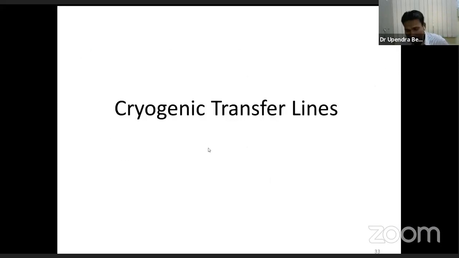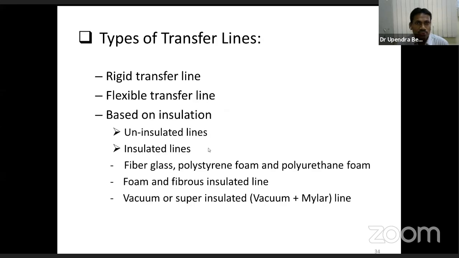So after the consideration of all these design parameters for storage vessels, let us go quickly to the cryogenic transfer lines. I'll be picking up the pace so that we try to finish the list. There are different types of transfer lines: rigid transfer lines and flexible transfer lines, based on the configuration and on the insulation. Again, uninsulated lines, and insulated lines made of fiberglass, polystyrene foam, polyurethane foam, then foams and fibrous insulations as in cryogenic storage vessels. Then the vacuum or super insulated transfer lines.